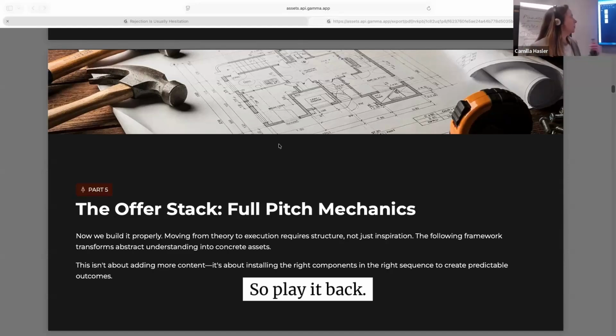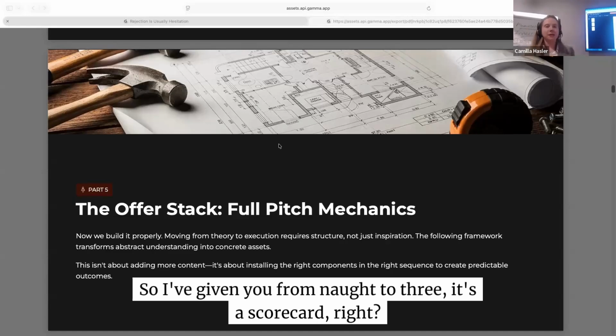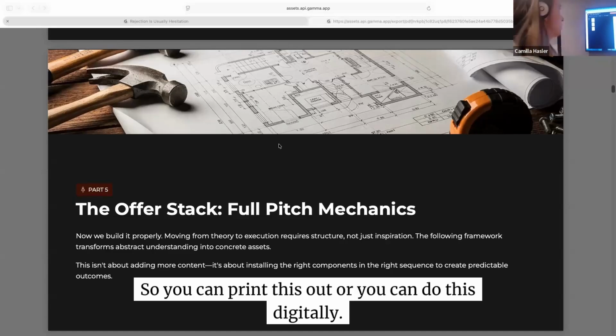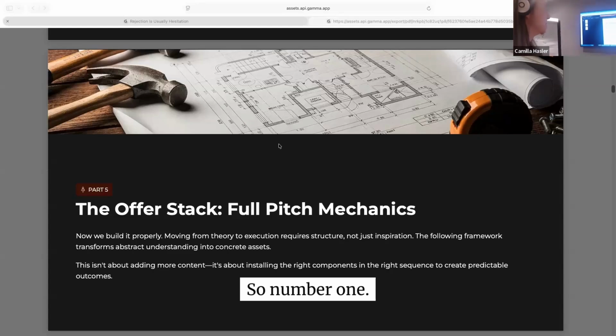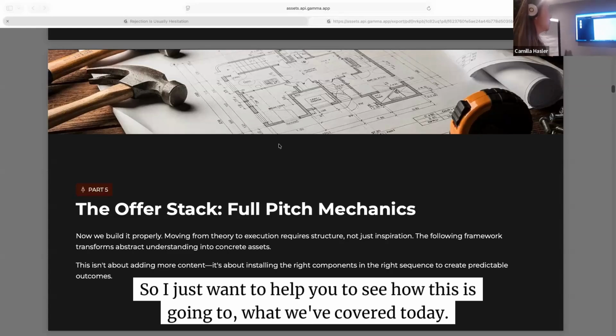So play it back. And then I've given you specific categories, right? So I've given you scores from 0 to 3. It's a scorecard, right? So you can print this out or you can do this digitally. So number one, and this again links directly back to what we've already learned today. So I just want to help you see how this ties to what we've covered today.